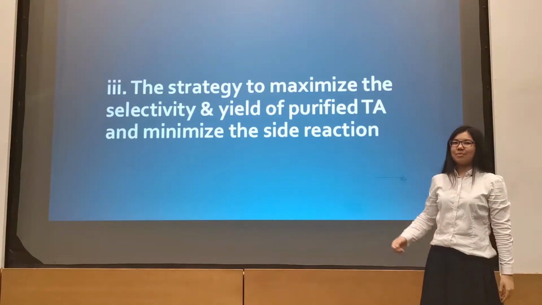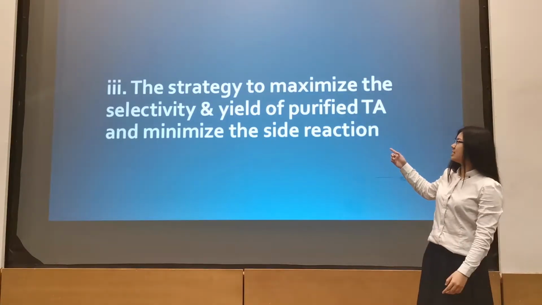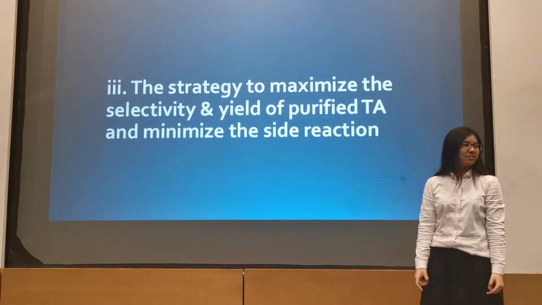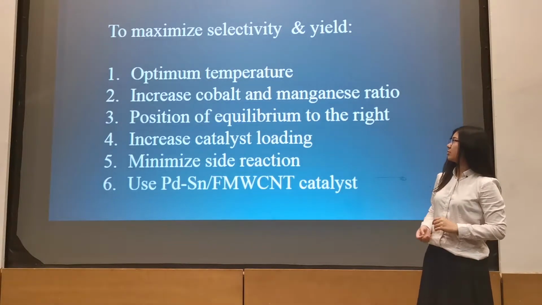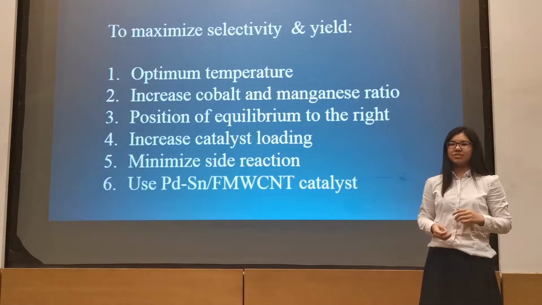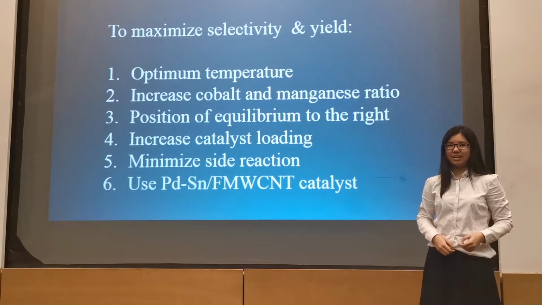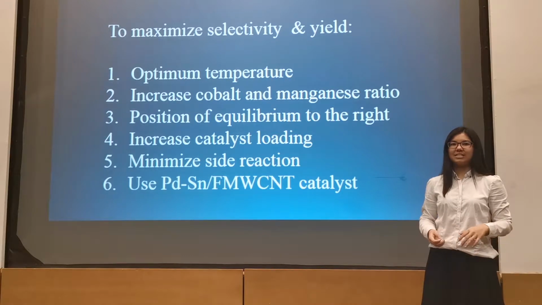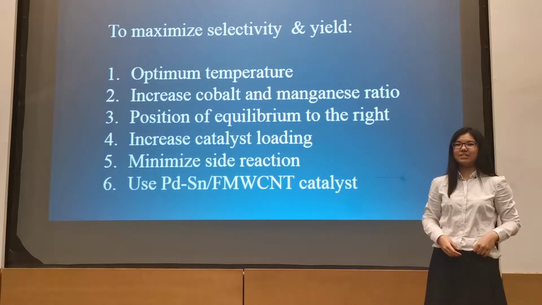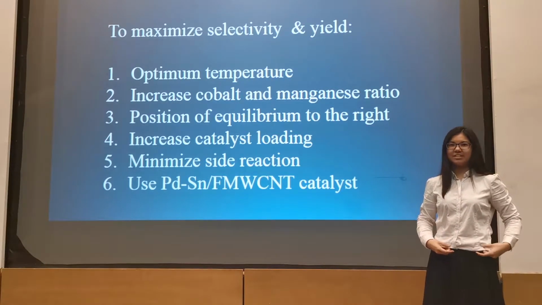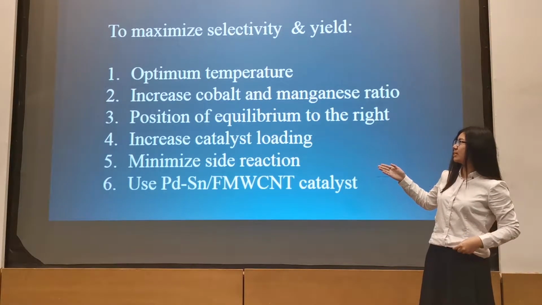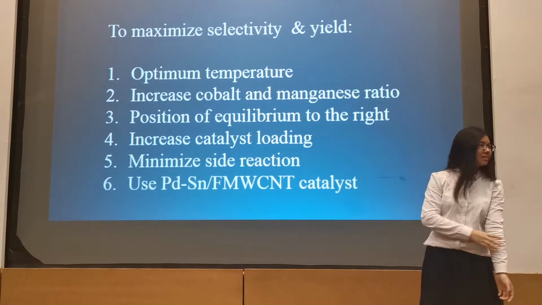For the third part, I'm going to talk about the strategy to maximize the selectivity and yield of purified TA and to minimize the side reaction. So selectivity means the ratio of desired product to undesired products, and yield means the ratio of desired products to the products that would be formed if the conversion of the limiting reactant is 100%. So we have 6 strategies to maximize the selectivity and yield.